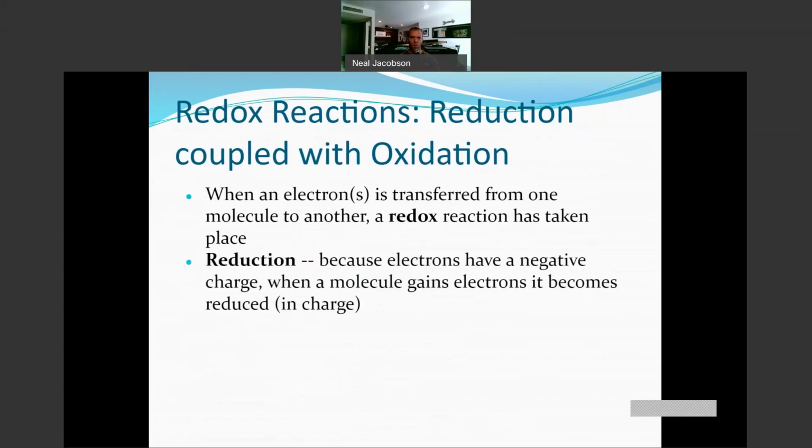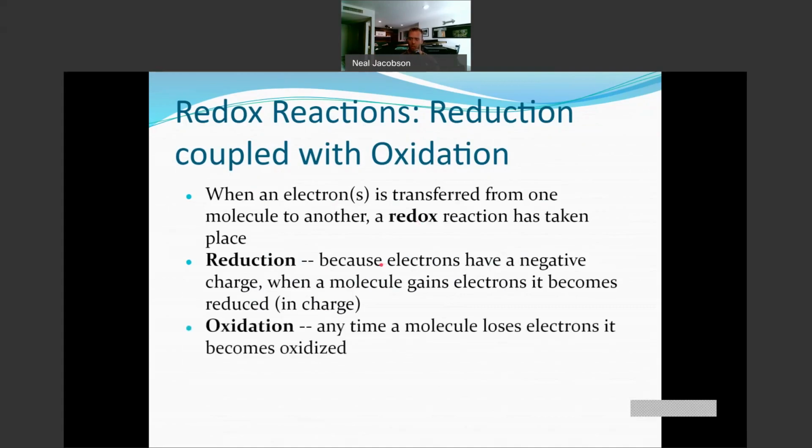So reduction is when you gain an electron, right? When you gain an electron. All right. So reduction is where the molecule that's gaining the electron is going to have a lower charge, because electrons are negatively charged. So when it gains an electron, it reduces its charge. That's why we call it a reduction.